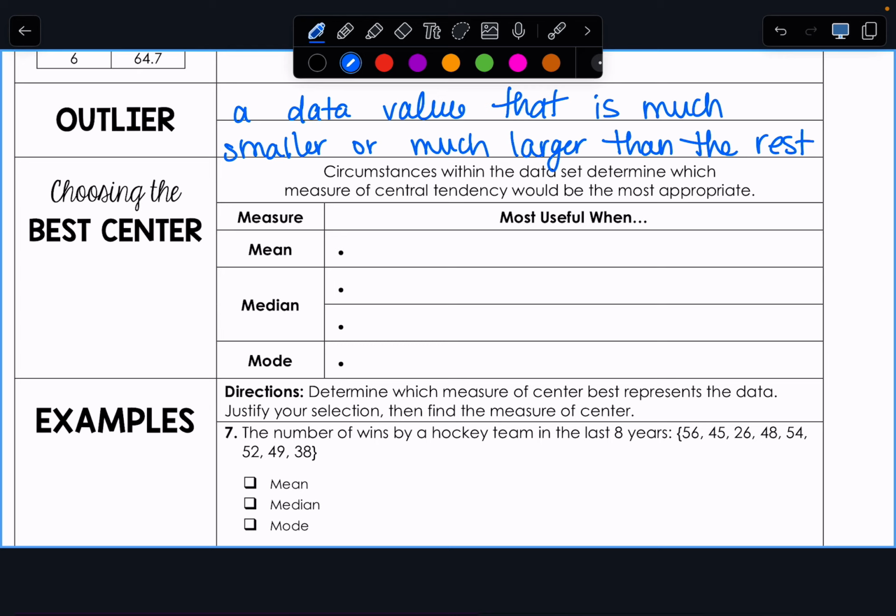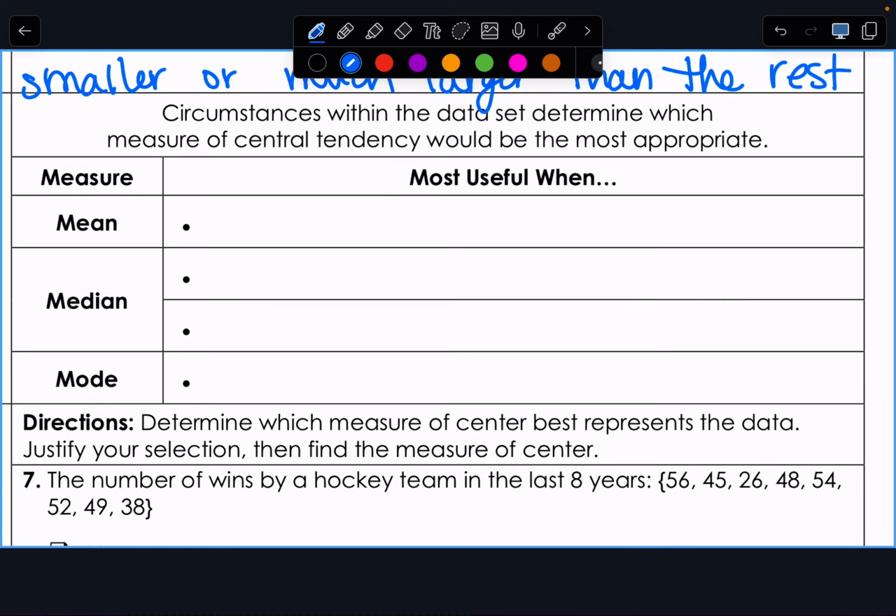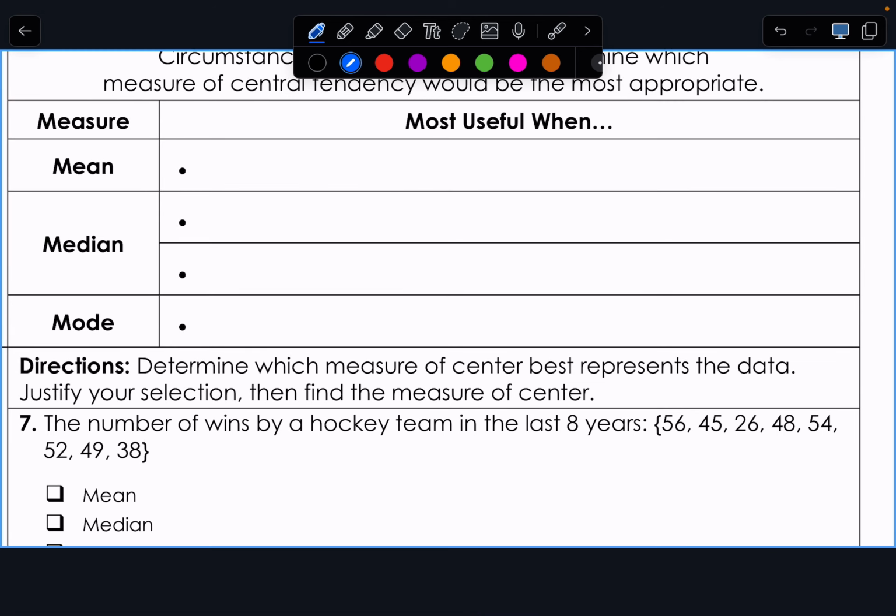All right, now we need to be able to make the decision: when do we pick the mean versus the median versus the mode to describe the center of our data? Okay. Which one is going to be the best if we don't have outliers? Mean. Okay. If we don't have any outliers, that average is going to be our best.